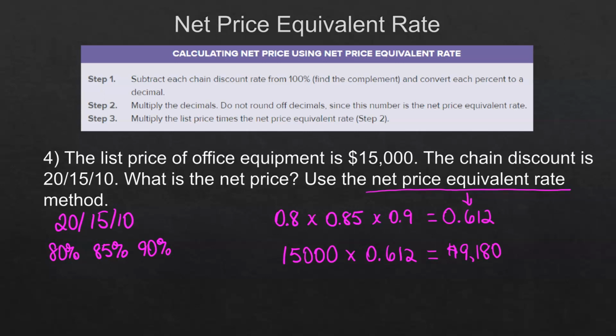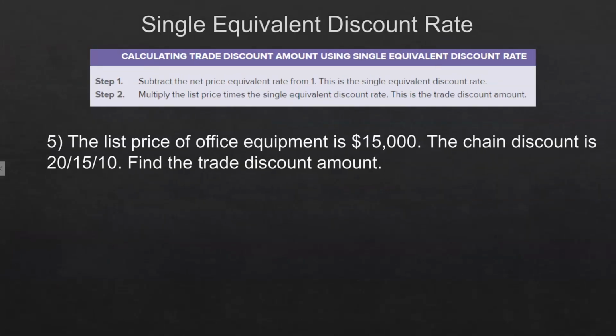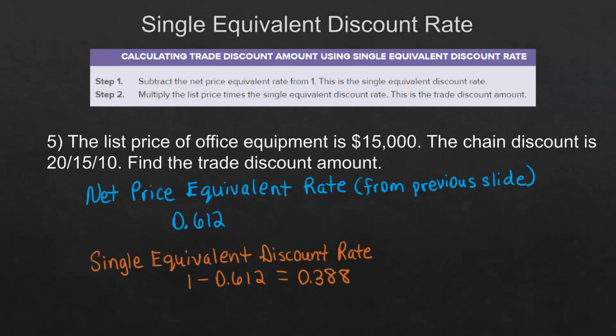Okay, and then we're going to talk about the single equivalent discount rate, which is related to this. I don't know that I can get this done in 2 minutes, which is all I have, so I'm going to write out a little bit. I'm going to pause for a moment, write out a couple of things, and I'll come back and we'll talk about it. Okay, so I wrote out these long amounts.